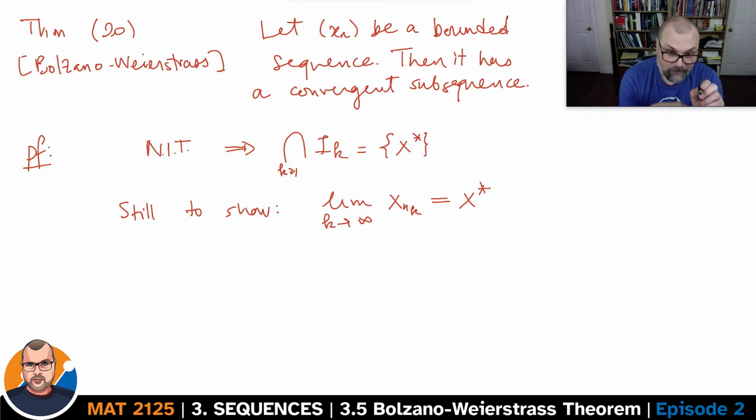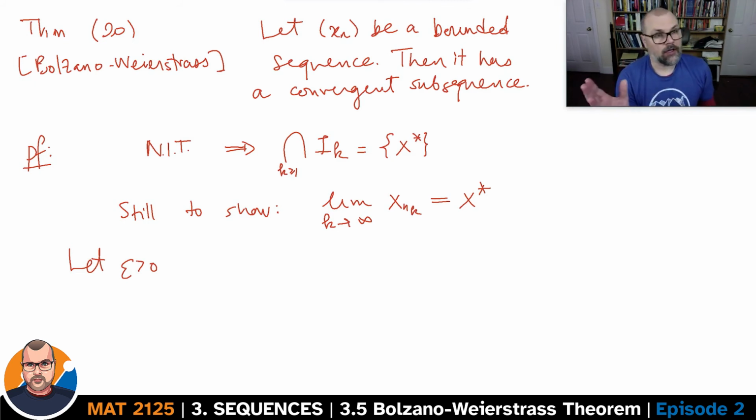At any rate, does this limit exist? Is it equal to x star? So how do we prove this? Well, we need to use the definition of the limit. Let epsilon be greater than 0, we are going to look for a k epsilon. Usually we call it n epsilon, but here k goes to infinity, so why not call it k epsilon?